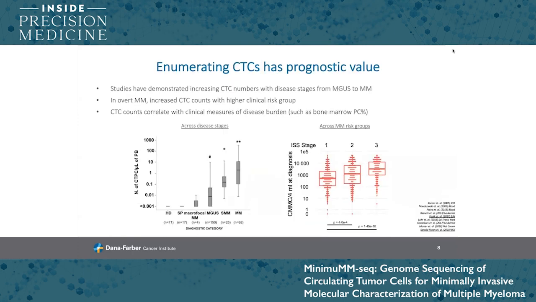So studies have shown that enumeration of CTCs has prognostic value in the myeloma context, where research has demonstrated increasing CTC numbers with disease staging from MGUS to smoldering myeloma to multiple myeloma compared to healthy donors. In the overt myeloma setting, increased CTC counts have been found with higher clinical risk group staging for myeloma, and furthermore, CTC counts have been found to correlate with clinical measures of disease burden, such as bone marrow plasma cell percentage or M-spike levels of patients.